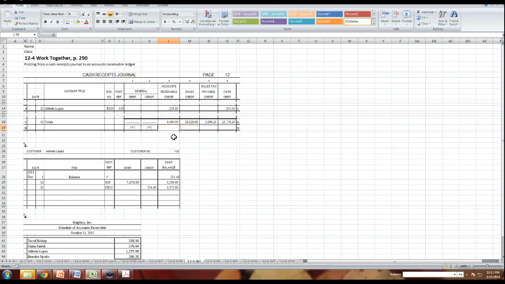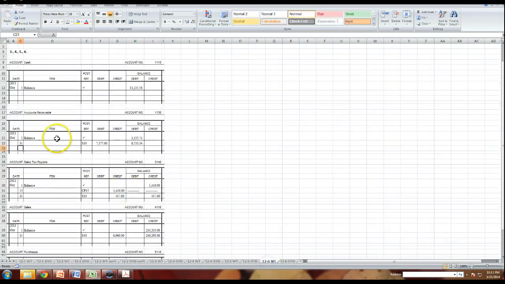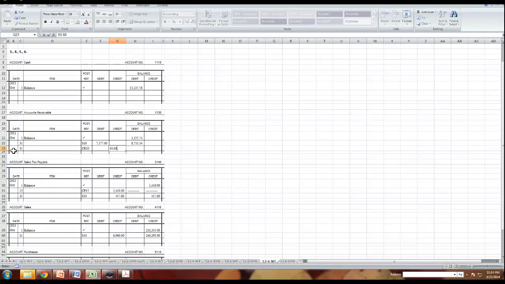So now we need to post the 4 totals from these 4 special amounts columns. So accounts receivable credit, 6360. We're going to go to the accounts receivable account in the general ledger. So accounts receivable, date, page number. Since it's cash receipt, I'm going to assume that it's a credit because we increased our cash, but we decreased our accounts receivable. So not that kind of $66,360.